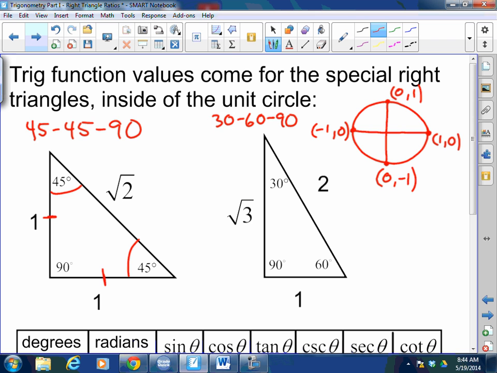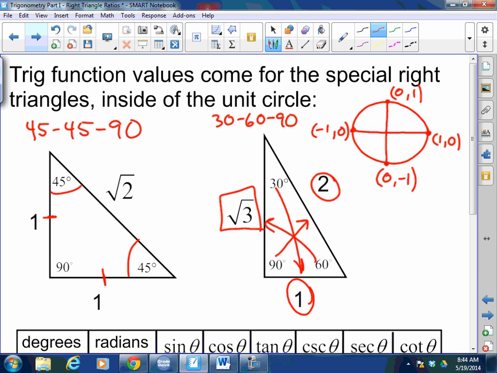If it derives from a 30, 60, 90, all of these values are valid. Across the 30, since it's the smallest angle, you have the smallest side, which is a 1. Across the 90, it's always double the small side, so that's 2. And across the 60 is the small side times radical 3, so it's radical 3.